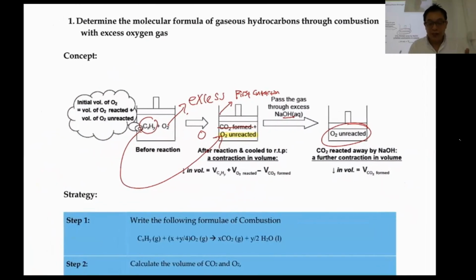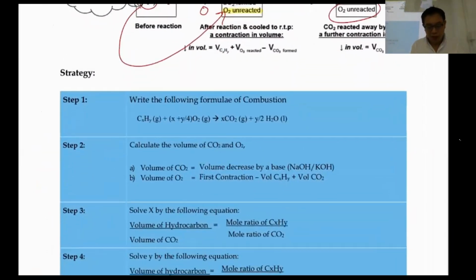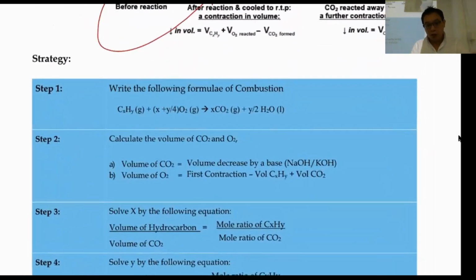And we're going to convert this experiment into mathematical form whereby we can calculate exactly the formula of the hydrocarbon. So how do we do it? Well, the strategy is indicated here for you. Step number one, you will write down the combustion equation, a generic one. Second, you need to focus on the keywords. The keywords in the questions, always look for the base first, because the base is responsible for removing CO2. So remember, look for base, remove CO2. That is how you can determine the volume of your carbon dioxide gas.